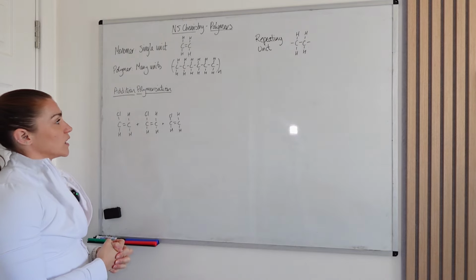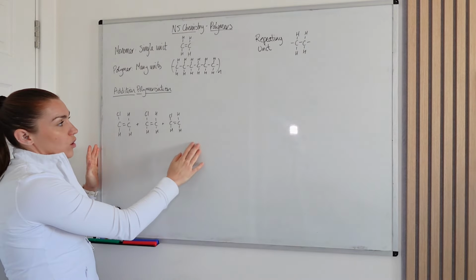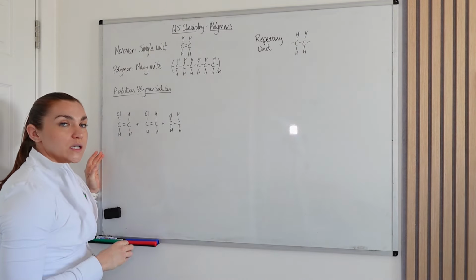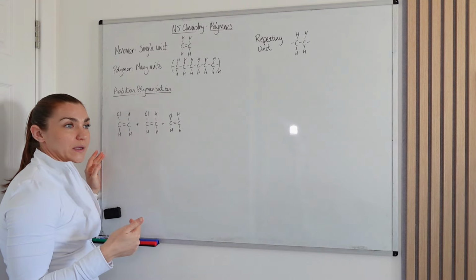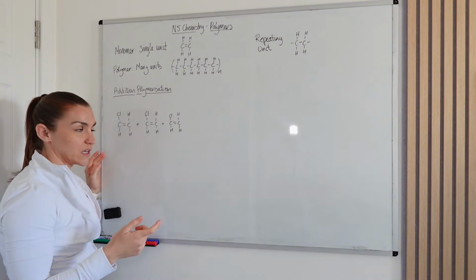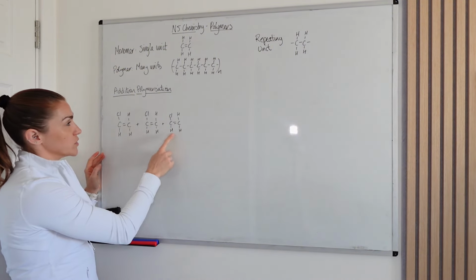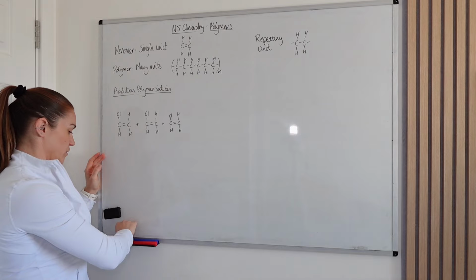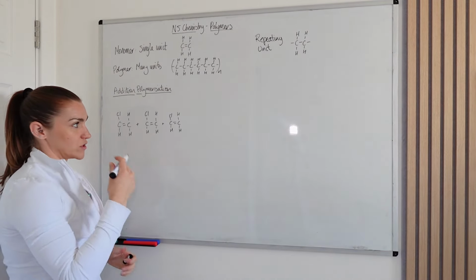So let's have a look at how we draw polymers. Normally in the exam, if you're asked to draw a polymer, you'll be asked to draw a section of polymer showing three monomer units joined together. So I've got three monomers here, and all we're going to do is join them together to create a section of polymer.